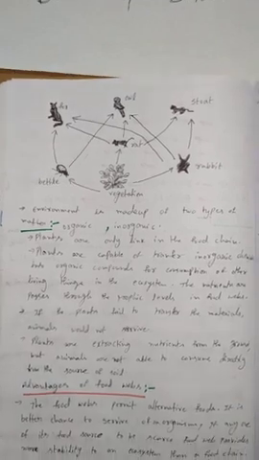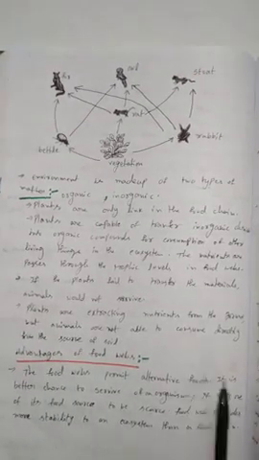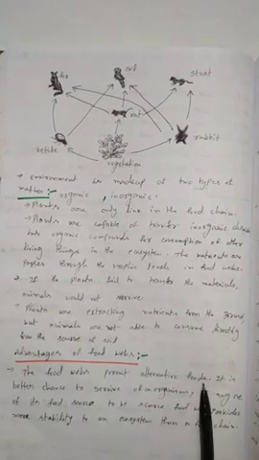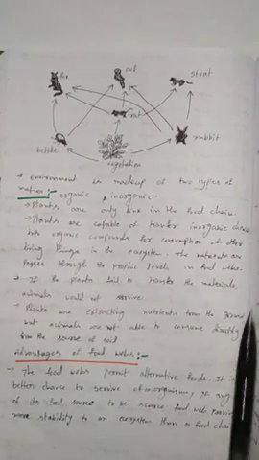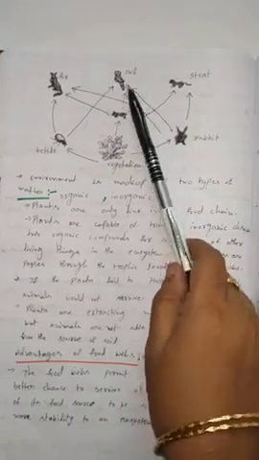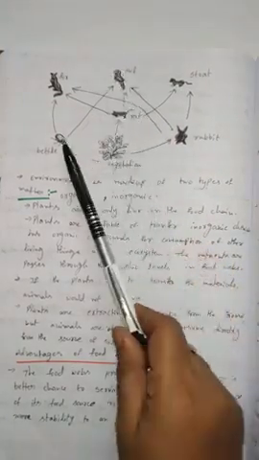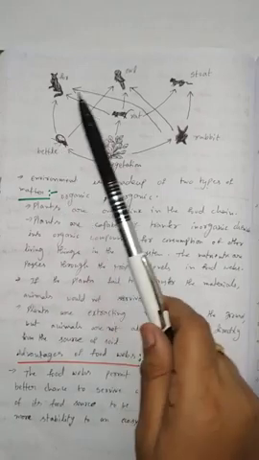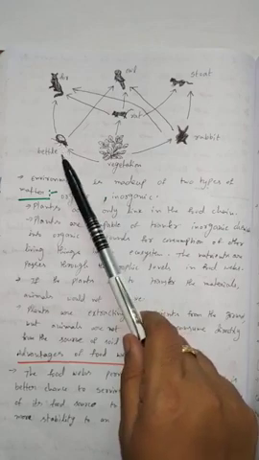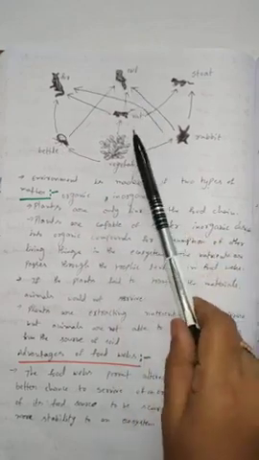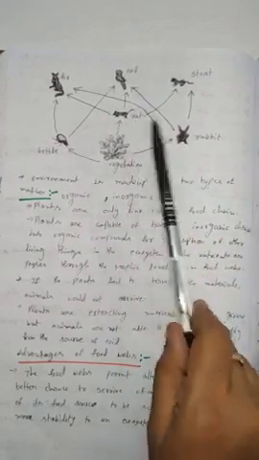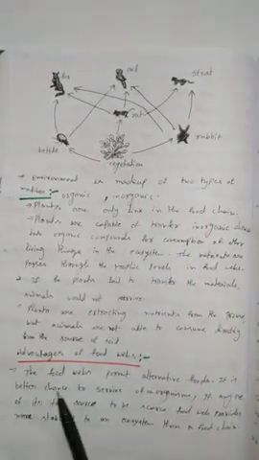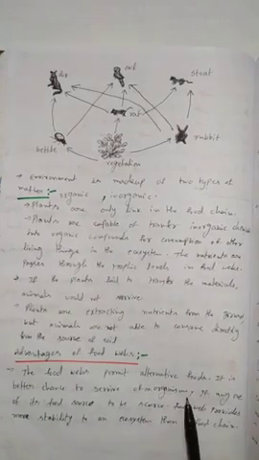What are the advantages of the food web? Food webs permit alternative food. Alternative food means if the owl cannot feed on the beetle, if the beetle is not available, the owl eats rat. So there are different options for food for the owl. So it is a better chance of survival for organisms.